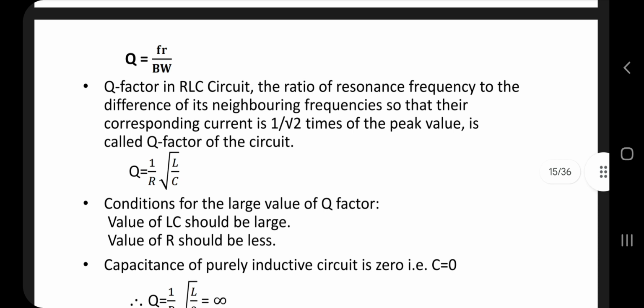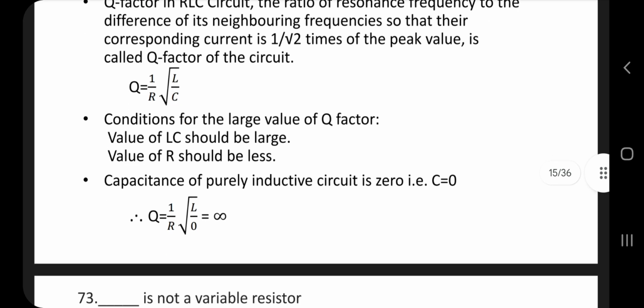Condition for a large value of Q factor is the value of L by C should be large or the value of R should be less. Here, the capacitance of the purely inductive circuit is 0, that is C equal to 0. Therefore, Q equal to 1 by R into root of L by 0, which gives Q equal to infinity.